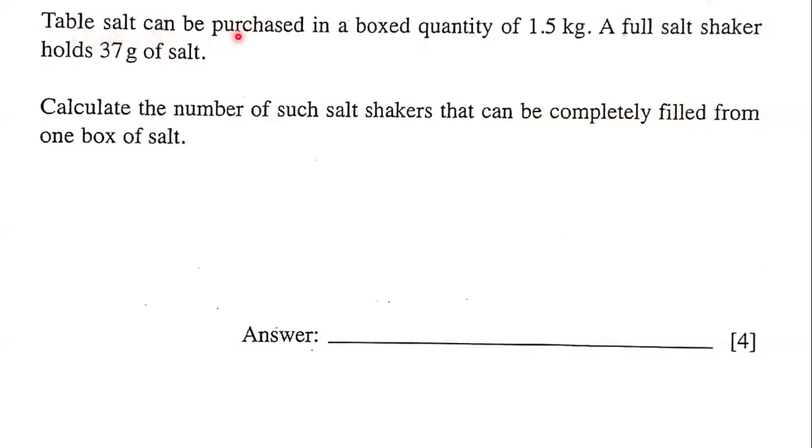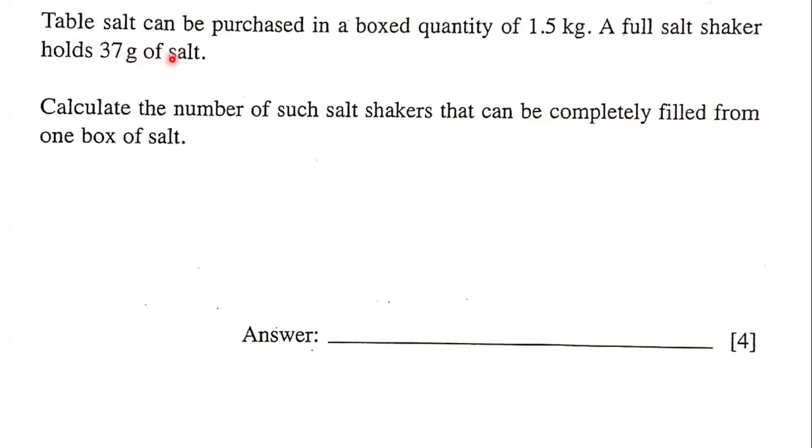Table salt can be purchased in a box quantity of 1.5 kilograms. A full salt shaker holds 37 grams of salt. Calculate the number of such salt shakers that can be completely filled from one box of salt. Notice that 1.5 kilograms is the amount of table salt that is inside this box, and a full salt shaker holds 37 grams of salt.